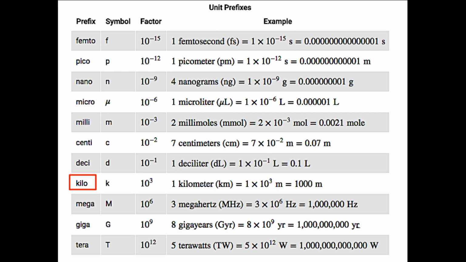For example, kilo means 1,000, so a kilometer is 1,000 meters. Nano means a billionth, so a nanogram is a billionth of a gram, or 10 to the negative 9 grams. These prefixes apply to any unit, so they are easy to remember. And that's what we need to know about scientific notation.